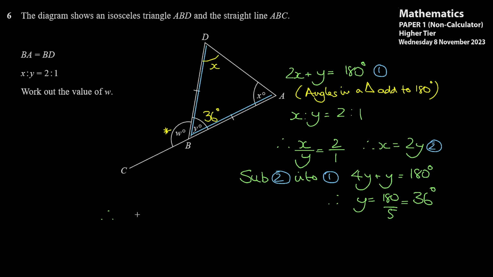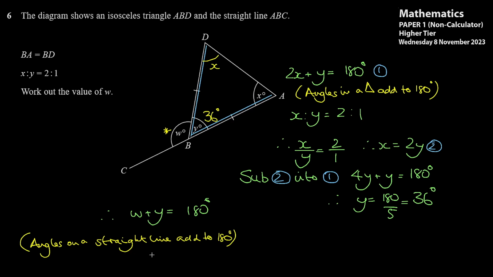So therefore I can say that w plus y is equal to 180 degrees, and the reason for that is that angles on a straight line add up to 180 degrees. So therefore I can say that w must equal 180 minus y, so this is 180 minus 36 degrees, and that's equal to 144 degrees. And that is your answer.